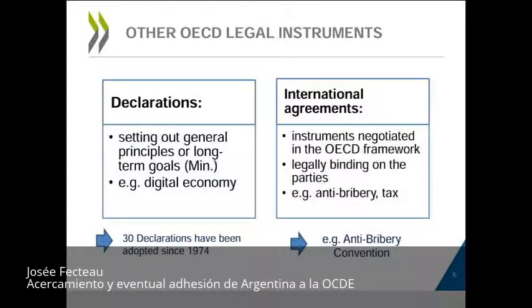Declarations. In some ways, they're very similar to recommendations, but they're presented slightly differently. They're an individual act of the countries that get together and make these political statements together. There are about 30 of them. They tend to be adopted at ministerial meetings, as the outcome of a ministerial meeting. There was one just last week in Cancun on the digital economy, and Argentina is one of the countries that participated in this declaration. There are about 30 of them since the first one in 1974, so in a bit more than 40 years. So they're not very common.